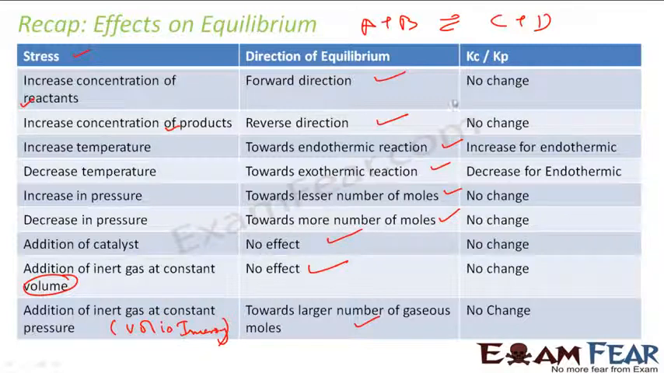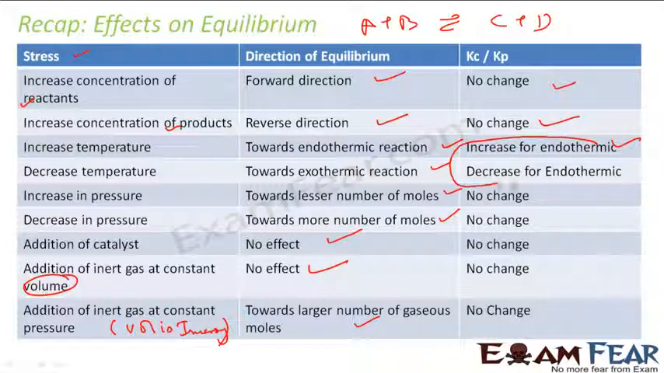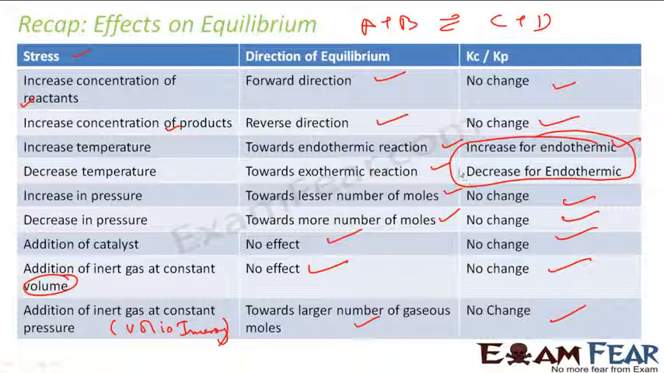Now let's talk about Kp and Kc, and whether Kp changes also. We'll see this impact on Kp or Kc. So increase the concentration, Kp and Kc will not have any change. Decrease the concentration of product, no change. Increase temperature, Kp will have a change. Please note Kp and Kc will change only when you change temperature. You increase pressure, decrease pressure, add catalyst, add inert gas, the Kp and Kc value will not change. Kp and Kc value will change only when you play with temperature.